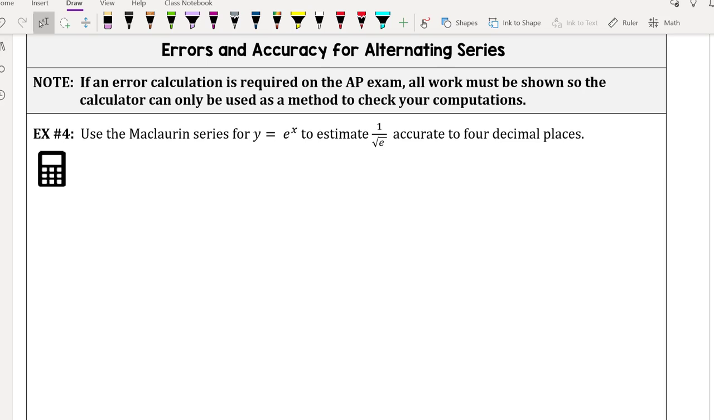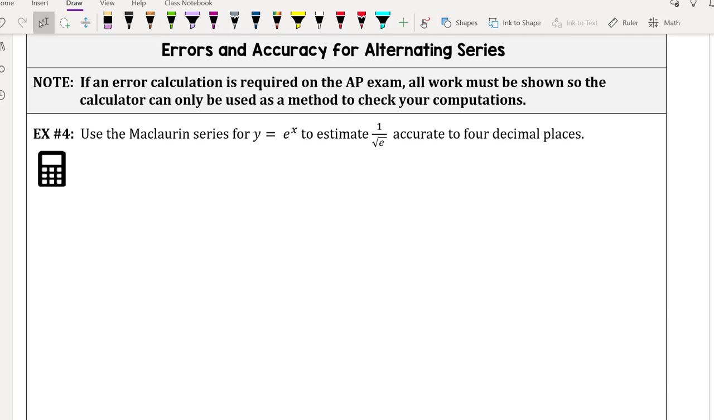If an error calculation is required on the AP exam, all your work must be shown, so the calculator can only be used as a method to check your computations. So all the work we've been doing has to be shown. You can't just plop some numbers in a calculator and say it doesn't work. So you want to make sure you're showing this work.